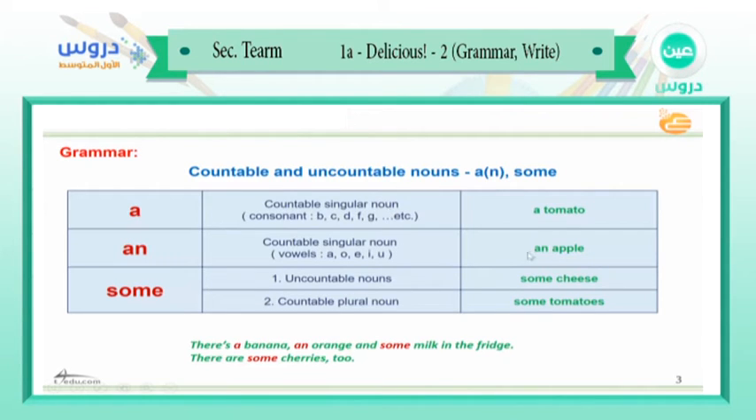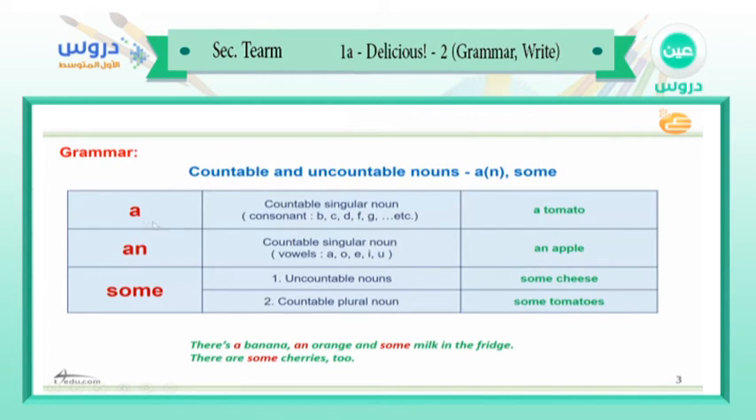But we use an with words that start with vowels. Words that start, the first letter, is a vowel. What are vowels? We know that the vowels are A, O, E, I, and U.